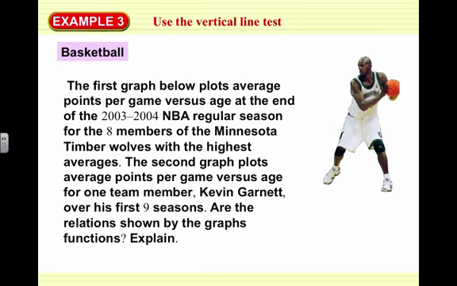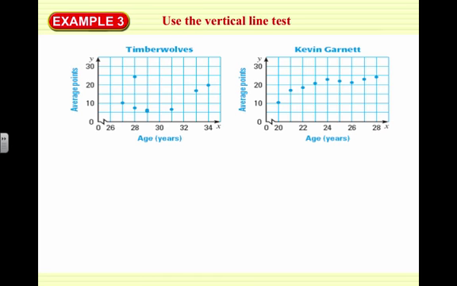Explain. So we're going to be applying that vertical line test. So here are the results for Timberwolves. We've got age in years, and then we've got average points. So let's see, for 27 years, there's only one output. There's only one average point. But oops, look here. For 28 years, you've got a point here and a point here. So this fails the vertical line test. You've got 2 different outputs, 2 different average points for the same input, age in years.